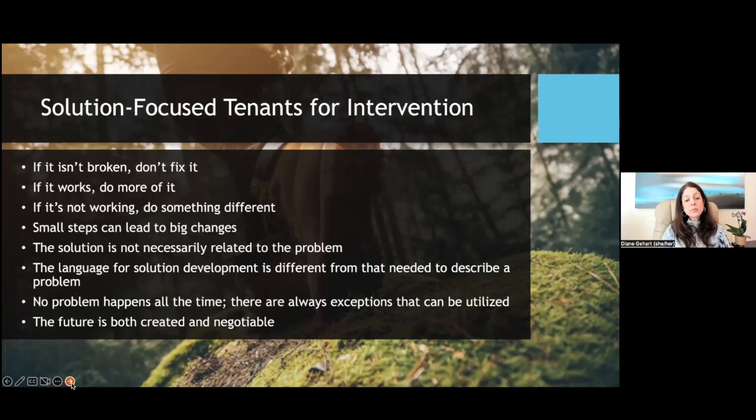One of the things that Steve was routinely challenged on early in his career is his assertion that the solution is not necessarily related to the problem. Sometimes it is, folks, okay? Sometimes it is, but sometimes it's not. And he got this a lot from treating people with depression or anxiety, where this person can be clinically depressed, but sometimes maybe the solution is going back to their workout routine, or socially reconnecting with an old friend.